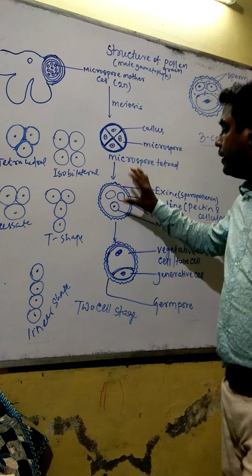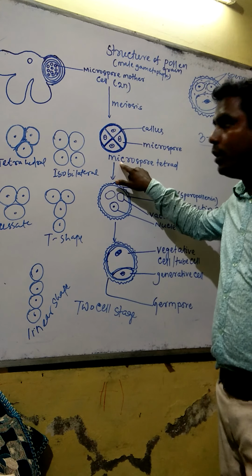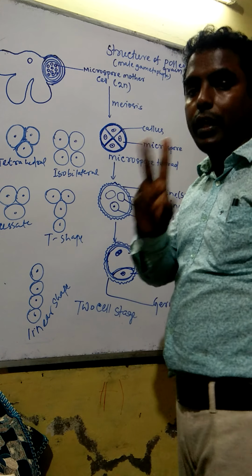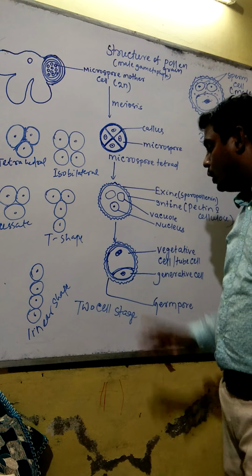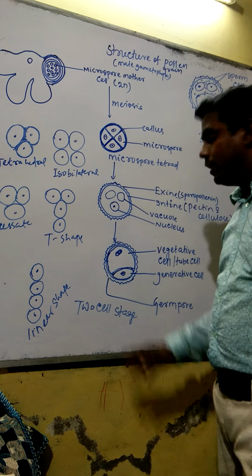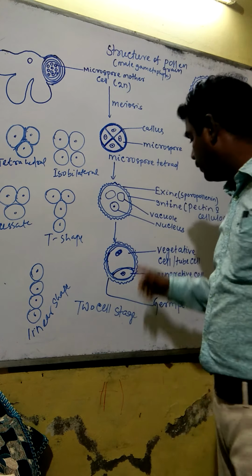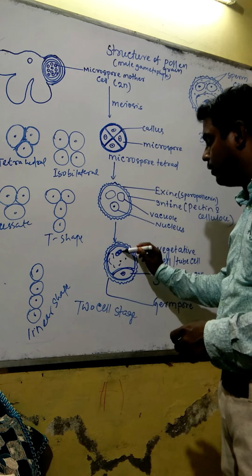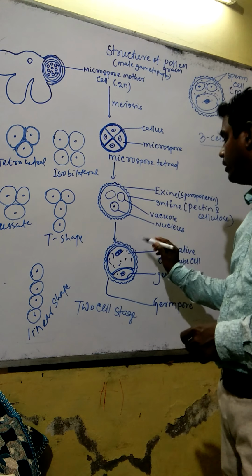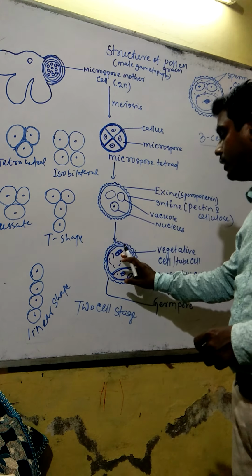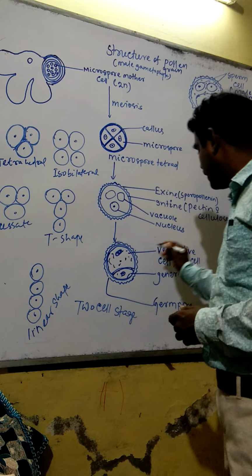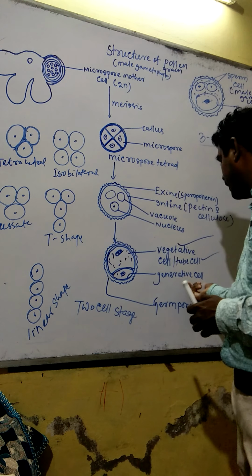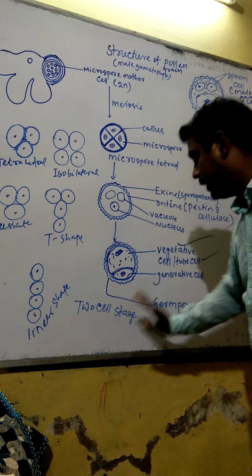Now, in the pollen grain that develops from the microspore, the nucleus of the microspore divides to form two cells. One larger cell is known as the vegetative cell or tube cell. This is the vacuole, this is the nucleus. The nucleus divides to form two cells. The larger cell is the vegetative cell or tube cell. The smaller cell is known as the generative cell. This is the two cell stage.